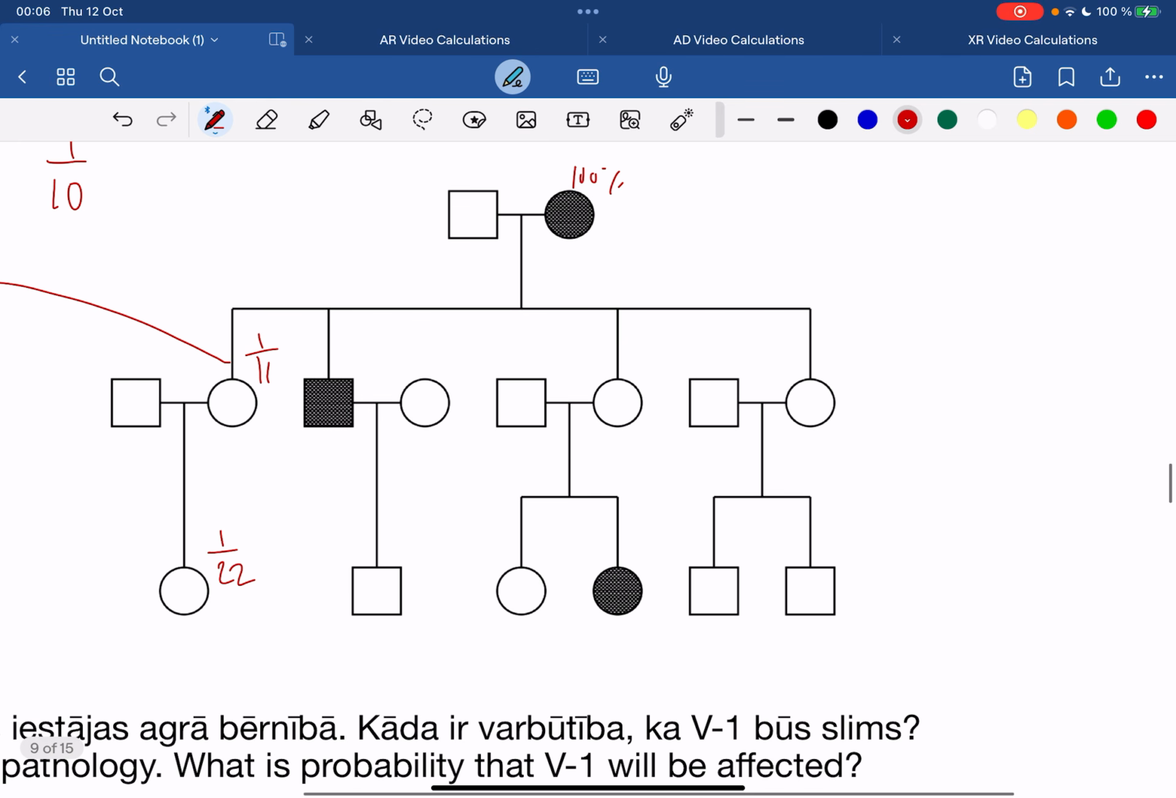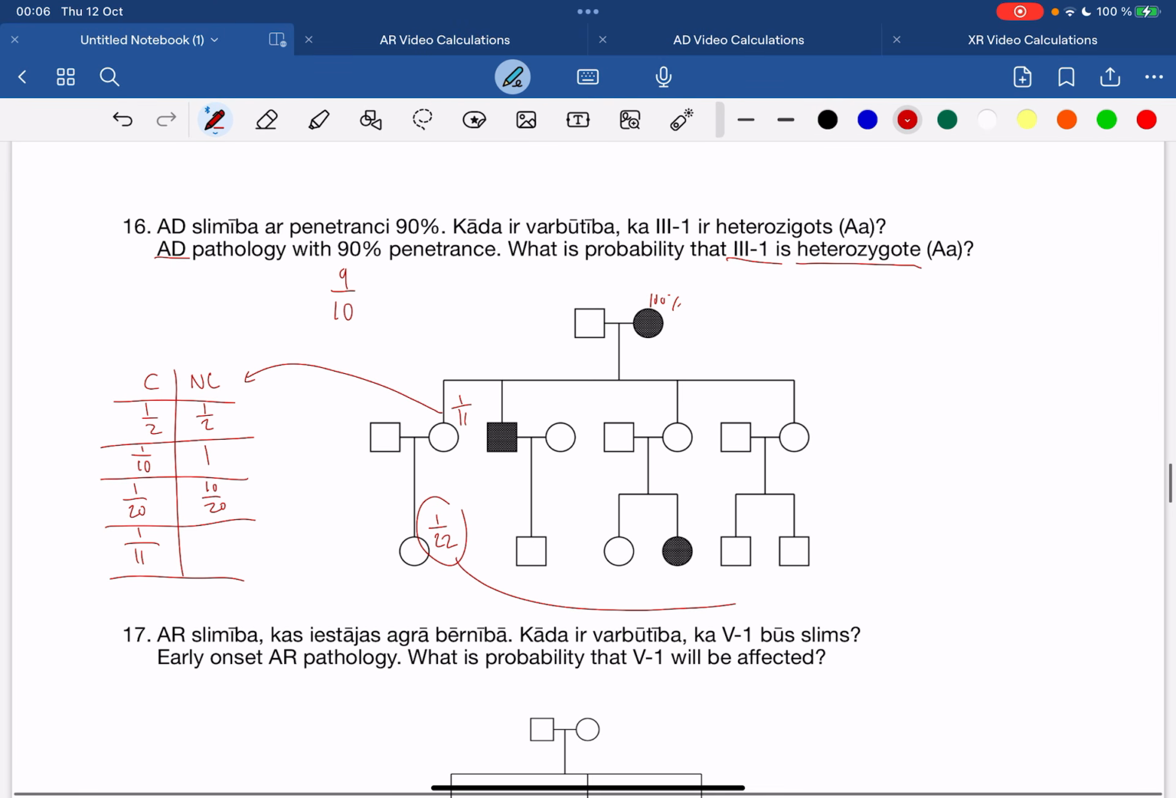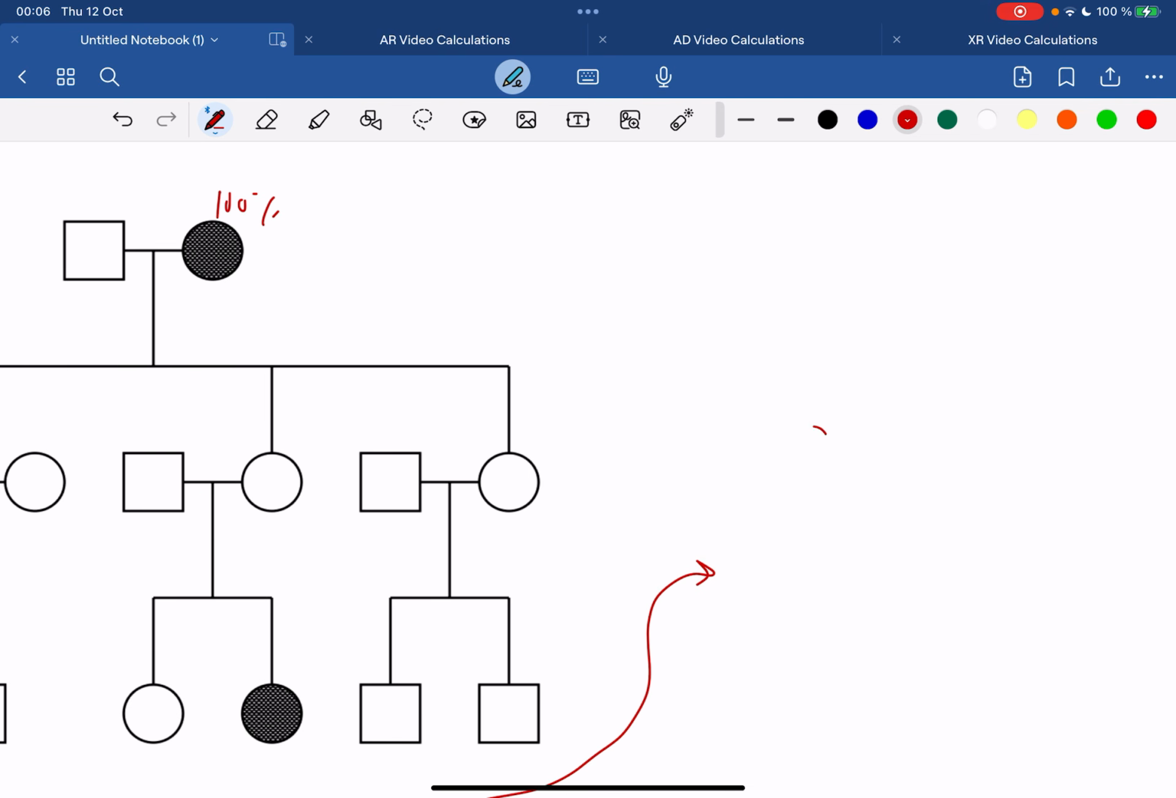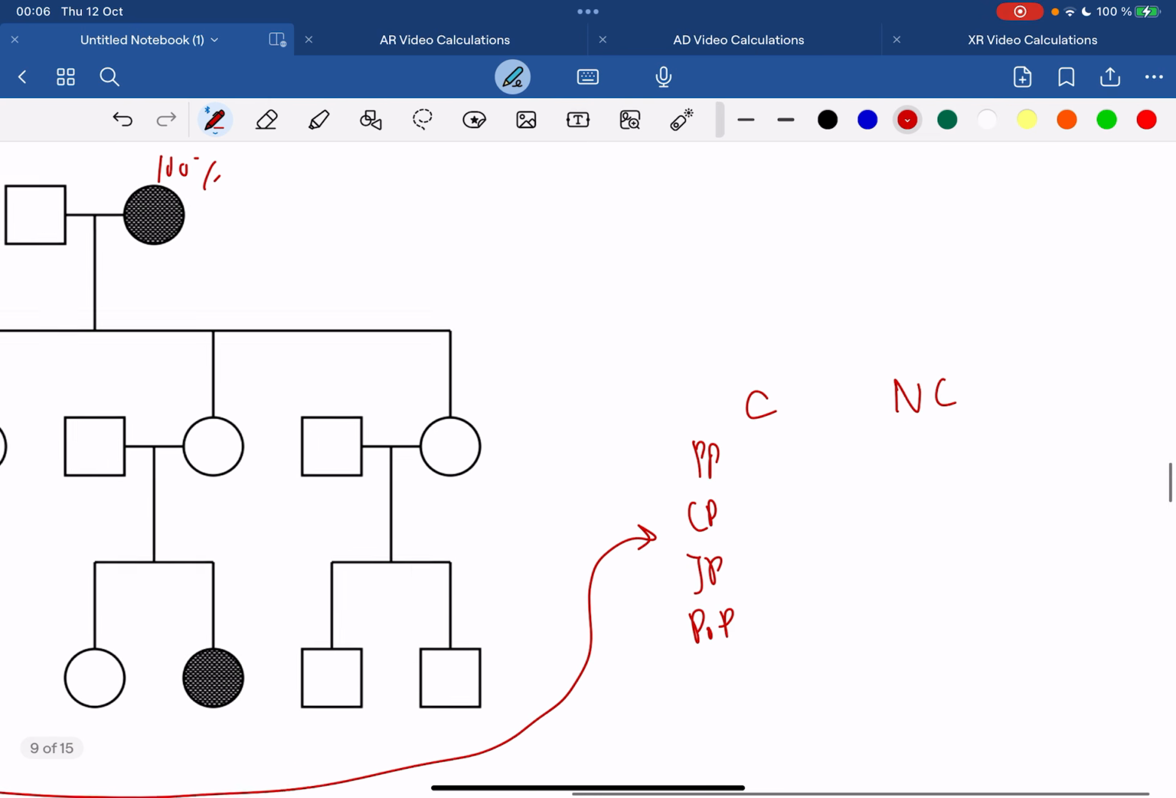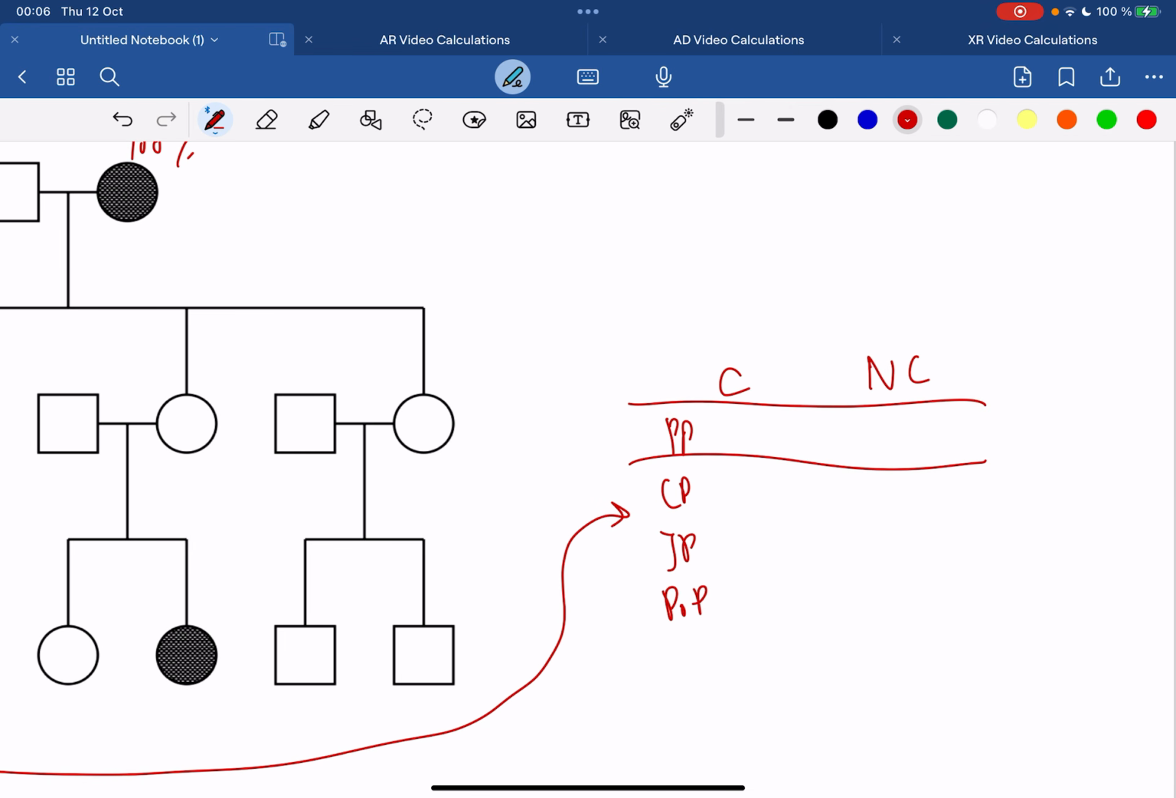But again, we are unsure, and we need to do the Bayesian table right here. And in that case, we're doing something like this: carrier, non-carrier, prior, conditional, joint, posterior. It's not posterior, prior. I always make that mistake. There you go.